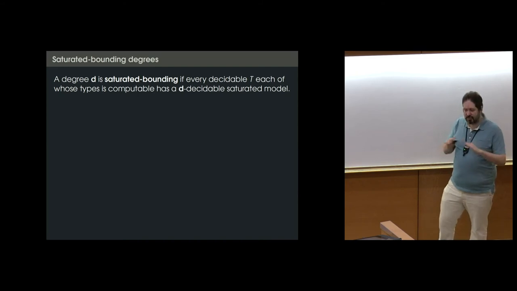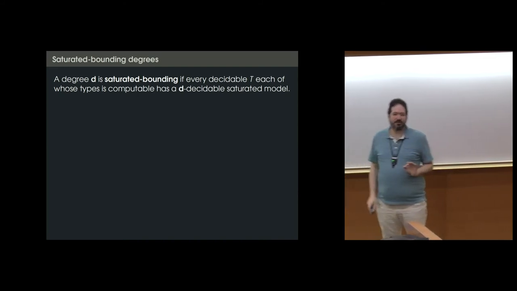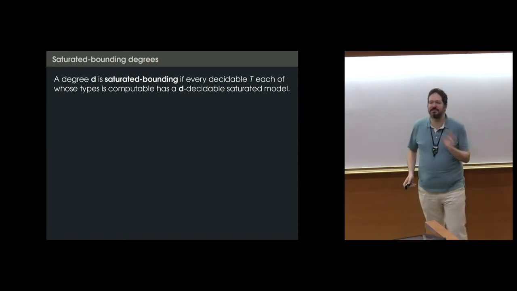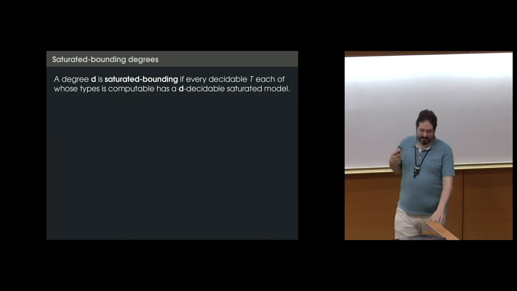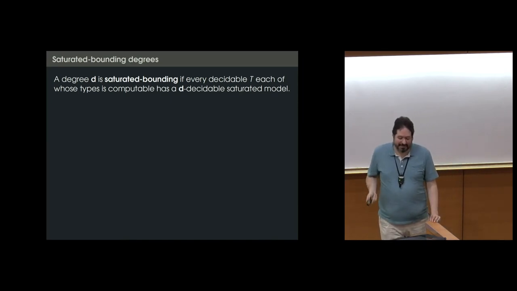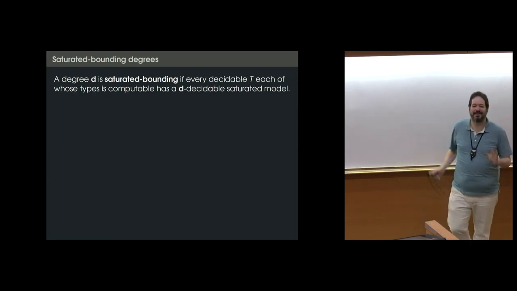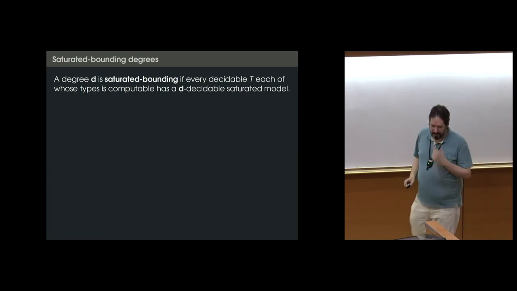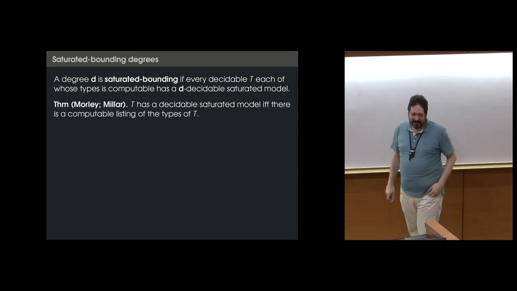So let's look at the situation where that's not the case, where all the types are computable. So the complexity of a saturated model is not going to come because of the complexity of a single type. Now, I could say that the types are uniformly computable, but if I said that, then you'd get a decidable saturated model by known results, so I'm not saying that, right? So this is the next best thing. Okay, so let's call a degree saturated bounding if it's got that property.